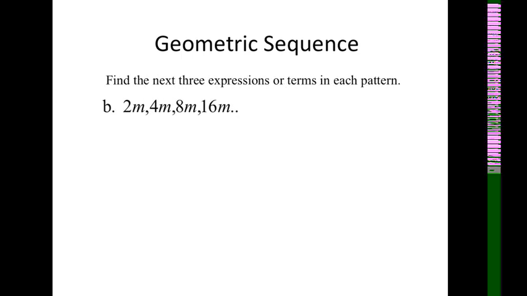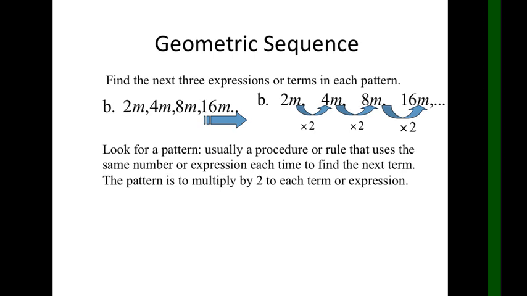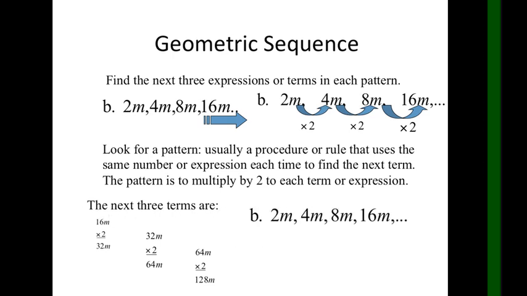Another example, we have the sequence 2m, 4m, 8m, and 16m. The pattern is to multiply each term or expression by 2. So, this is how it looks like. 2m times 2 is 4m. 4m times 2 is 8m. 8m times 2 is 16m. The question is, what will be the next three terms? So we have 16 times 2 is 32. 32 times 2 is 64. And 64 times 2 is 128. Just add m. So we have 32m, 64m, 128m for the next three terms.